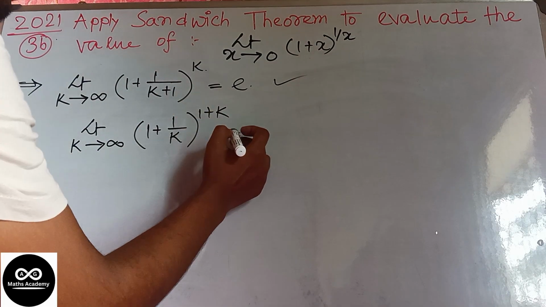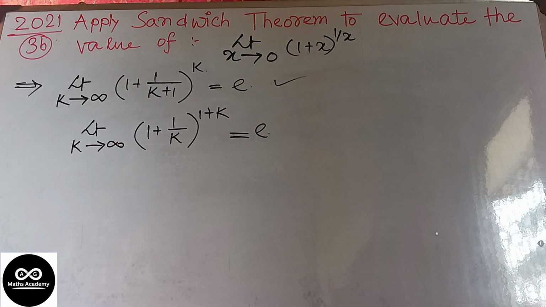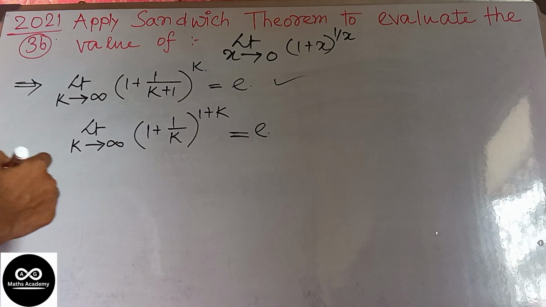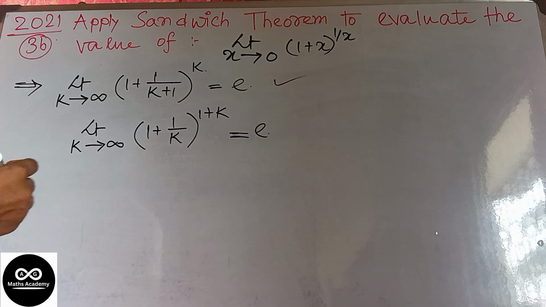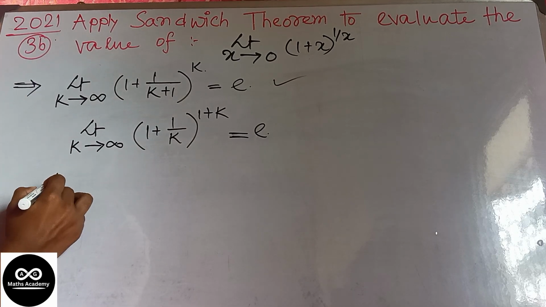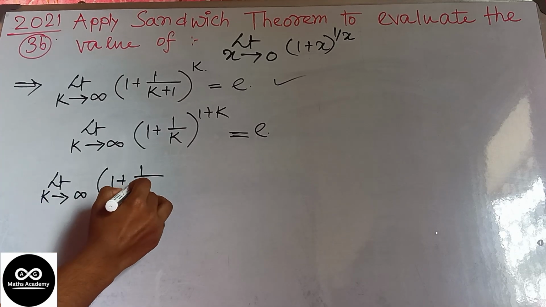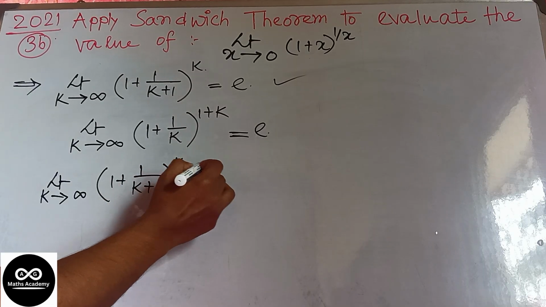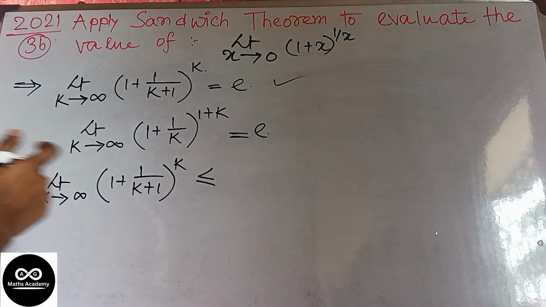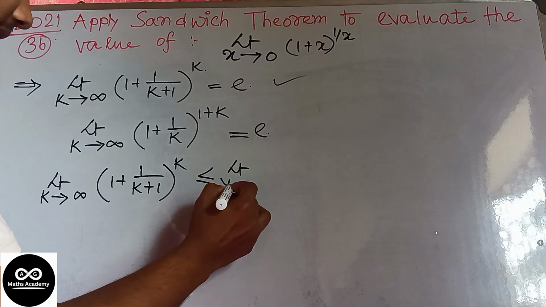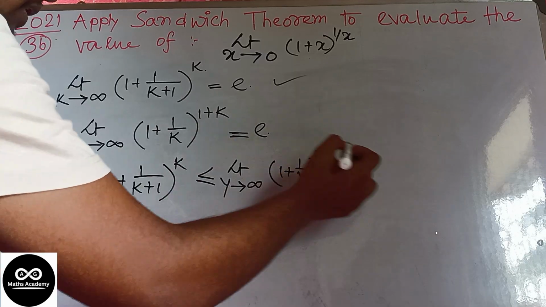So this will also be e. Okay, so the inequality, or rather the relation, was this limit, (1 + 1/k)^k, equals to the limit as y tends to infinity of (1 + 1/y)^y, this one.